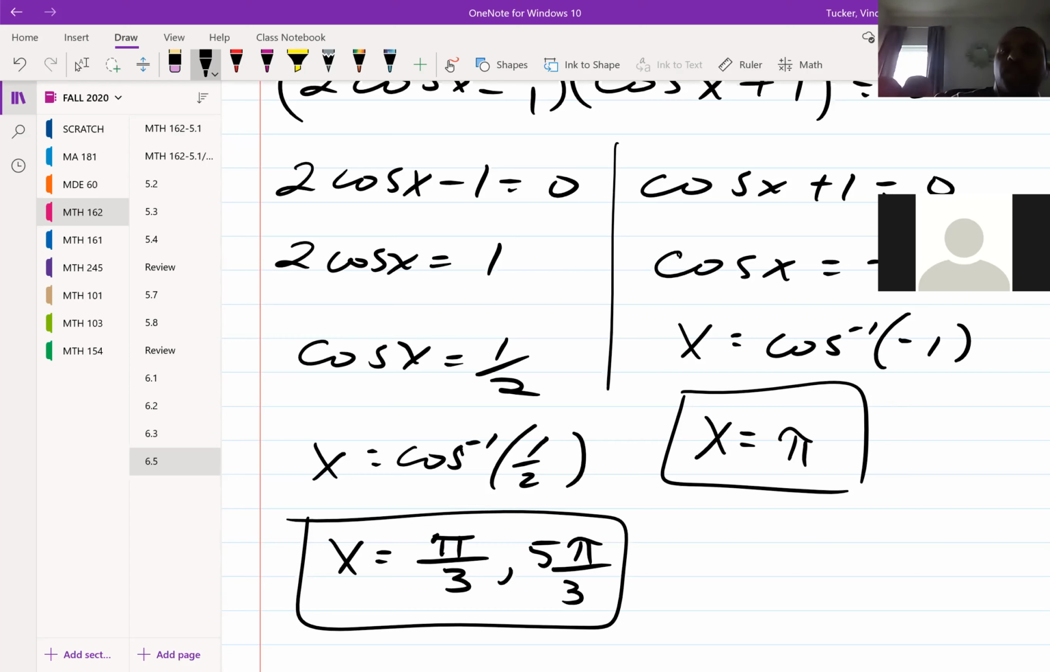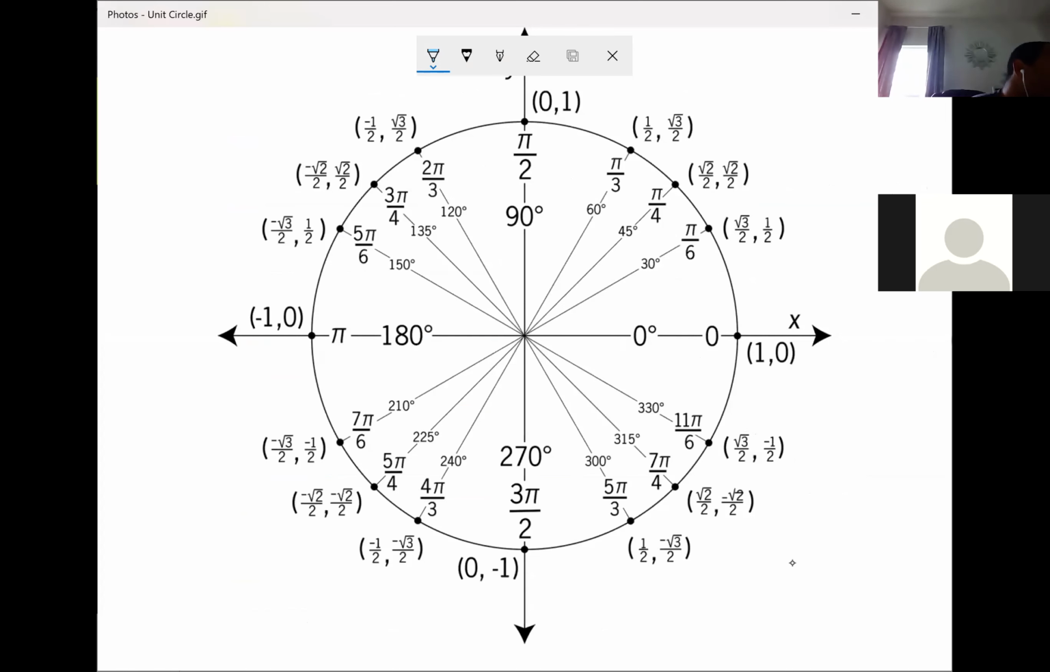And once again, we can get this right. All right. So once again, going back to our unit circle, you're talking about cosine, which is your x coordinate. You want to know when is it 1/2? That's right over here, pi over 3. I didn't know I could draw on this. Okay, that's cool. All right, so right here, pi over 3, and then 5 pi over 3.